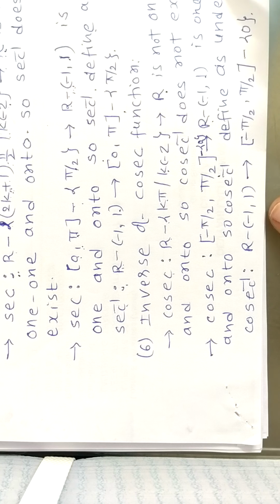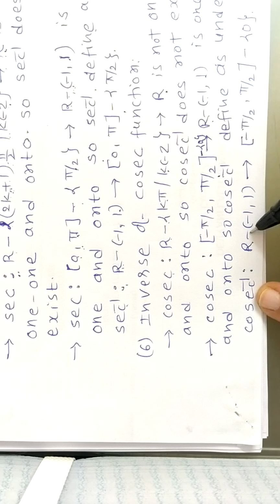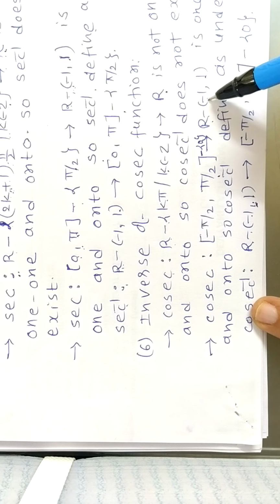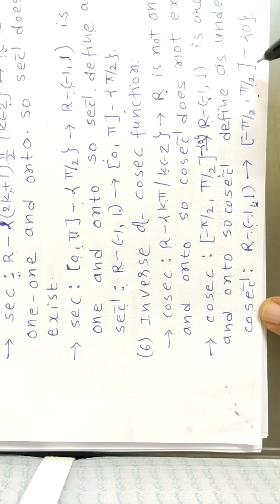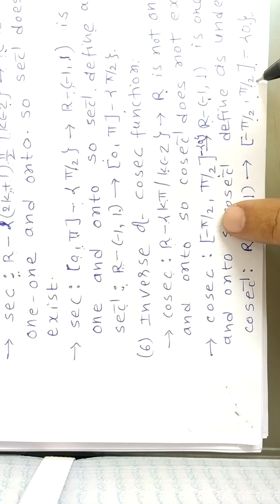So cosec inverse is defined as under: cosec inverse, R minus minus 1 to plus 1. This is the domain of cosec inverse. You can see it is the codomain or the range of cosec function. But now in cosec inverse it is the domain, and minus pi by 2 to plus pi by 2 minus 0 is the range of cosec inverse. It is the restricted domain of basic function cosec.